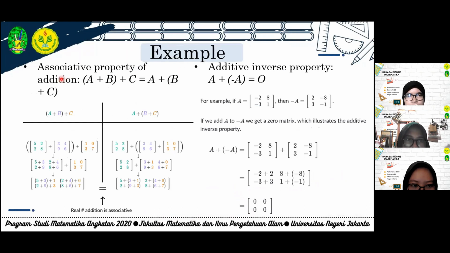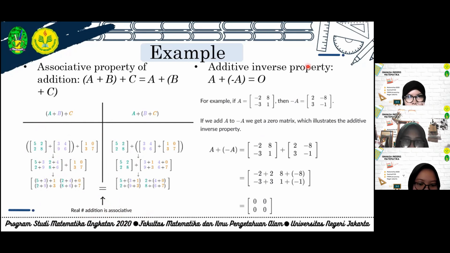Okay, for example, associative property of addition. A plus B and then plus C equals B plus C and then add the A. This is the proof. I pick any numbers for matrices A, B, and C. A, B, and C have the same dimension. And then the result of A plus B and then add the C, and B plus C and then add the A, is the same.